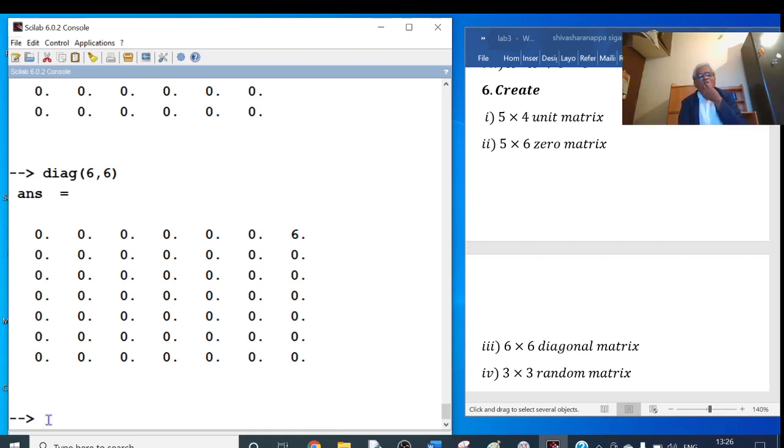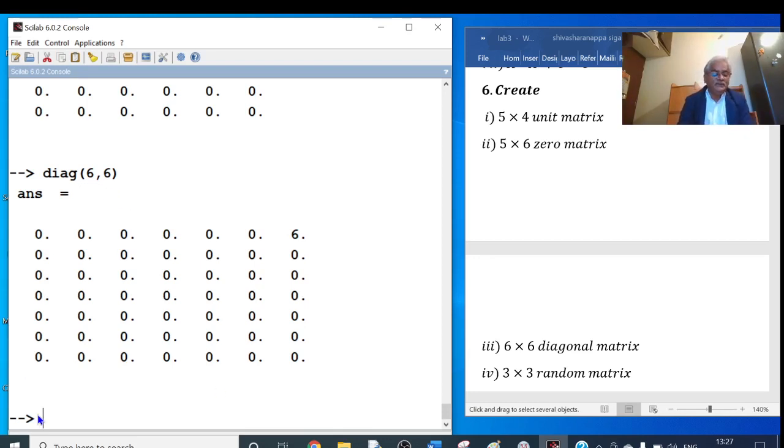See, this is not the diagonal matrix. This is a 6 by 6 matrix, but here the element 6 is here, and I want the element 6 here, on the principal diagonal: 1, 2, 3, 4, 5, 6, 7. These are 7 by 7 matrices, not 6 by 6. That means this has some different meaning.